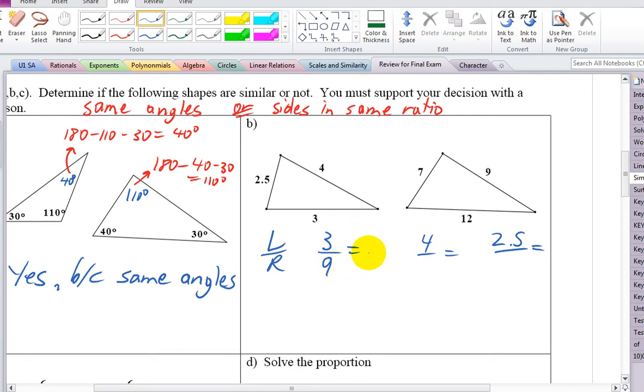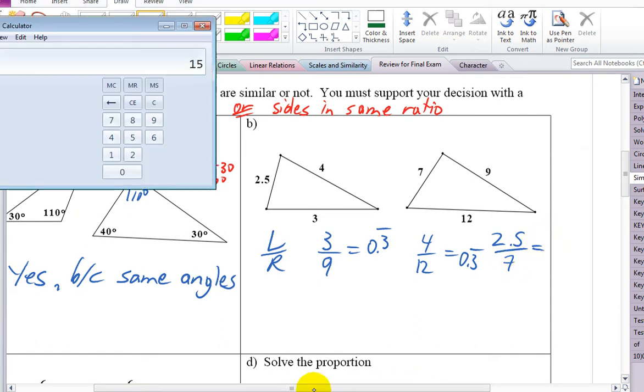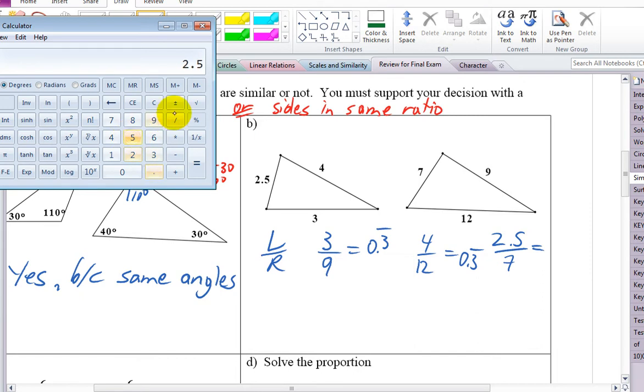So 3 divided by 9 is 1/3, or 0.3 repeating. Underneath the 4, I'm going to line that up with what? 12. Okay, that's 0.3 repeating. And 2.5 lines up with 7. And that again is what? 2.5 divided by 7. Oh, what's going on here?